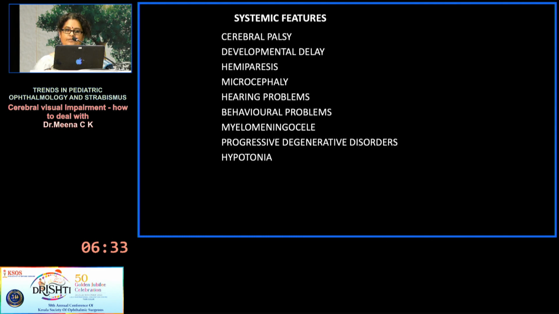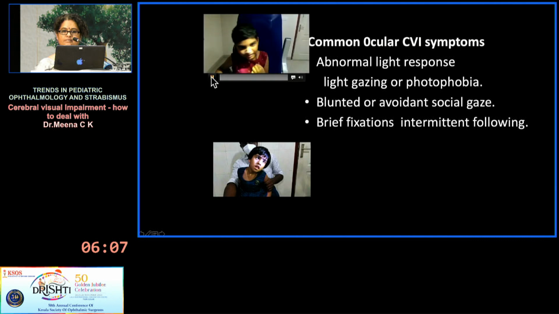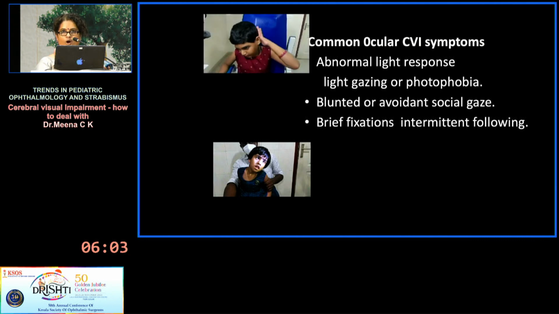Now coming to the systemic features, numerous systemic features, mostly neurological, are seen in them, along with other sensory problems like hearing problems. The common ocular symptoms in CVI are situations like this: they can have light gazing, where they just stare into the light, or they can have photophobia, which is more common, and blunted or avoided social gaze, brief fixations and intermittent following. All these are features, and most of them will have neurological problems.